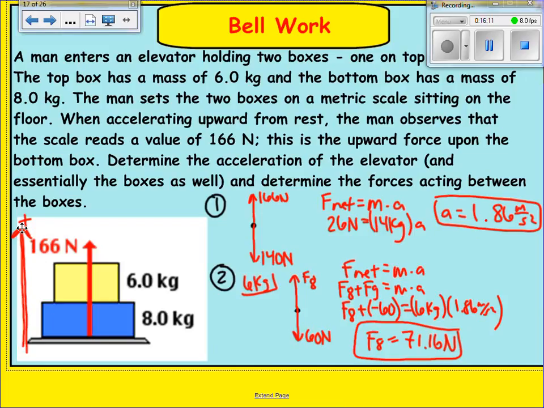So for number 1, the net force, if you take into consideration the 166 up and the gravity of the whole system down, your net force is 26 newtons. Divided by the mass of the whole system gives you the acceleration of 1.86.